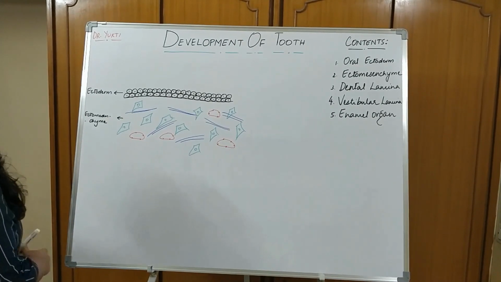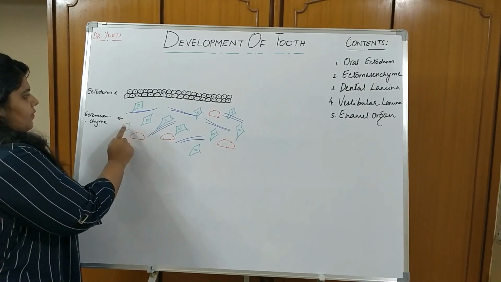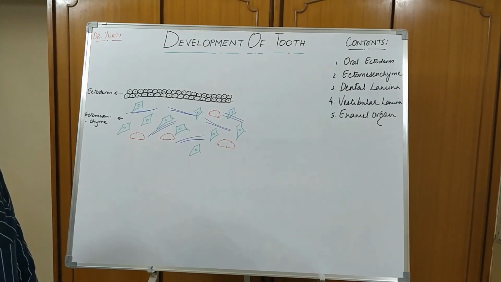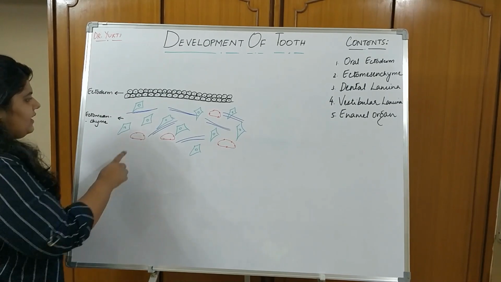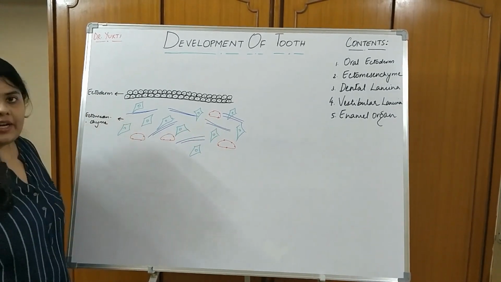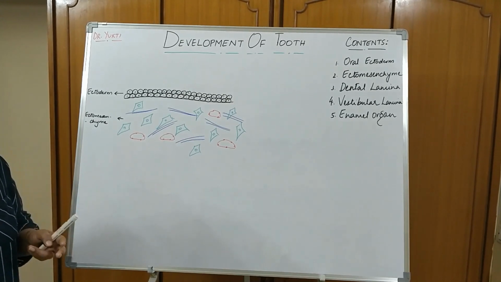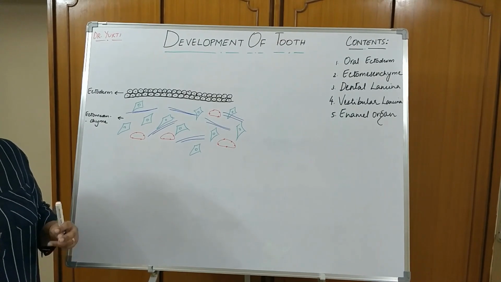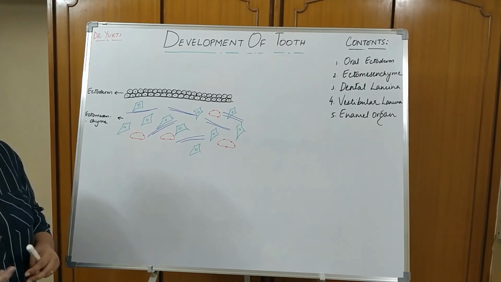One more thing important is ectomesenchyme. If you see, I have drawn so many cells here. The green color structures are the cells, the blue color structures are the connective tissue fibers, and the red color structures are the blood vessels. Because ectomesenchyme is a primitive connective tissue, it is more cellular and less fibrous. As the tissue matures, it becomes more fibrous and less cellular.